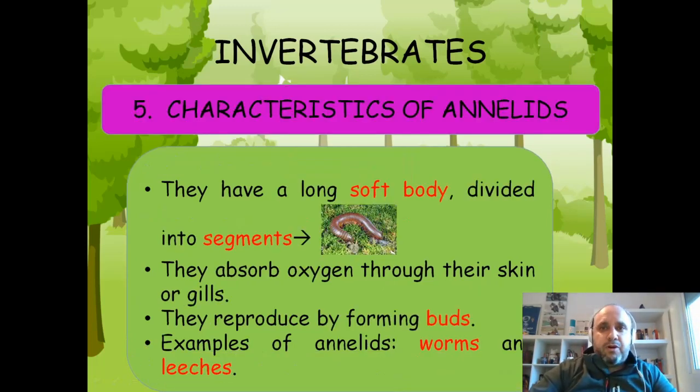The next group of invertebrates, annelids. They have a long, soft body divided into segments. Their body is long, is very soft, and it is divided into segments. They absorb oxygen through their skin or gills. They reproduce by forming buds. And some examples of annelids are worms and leeches.